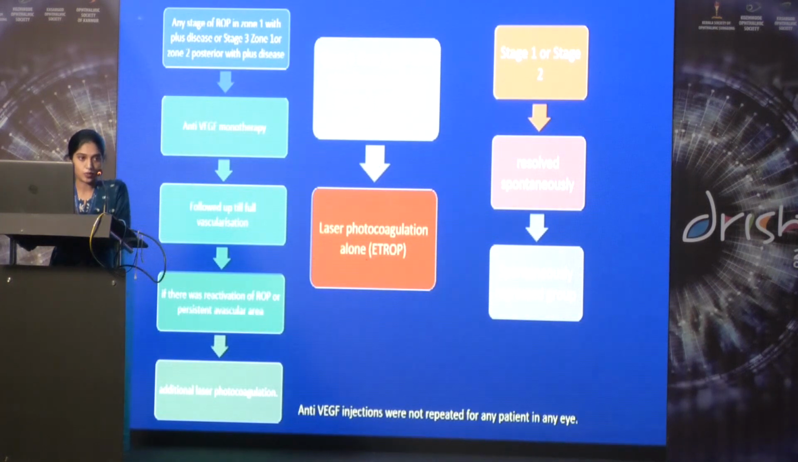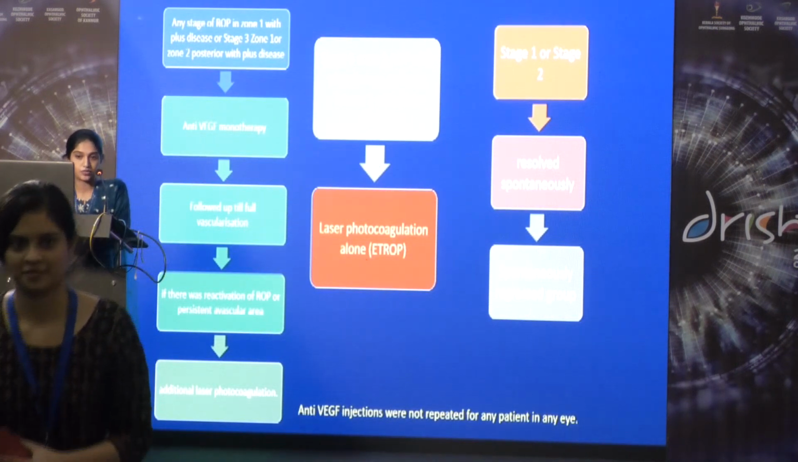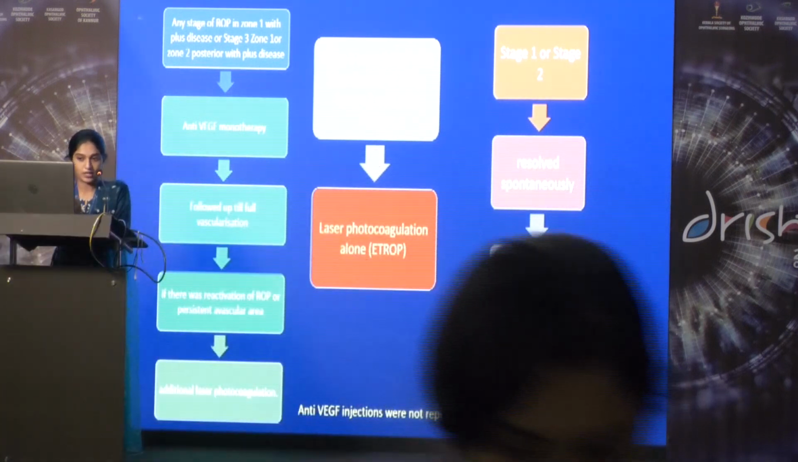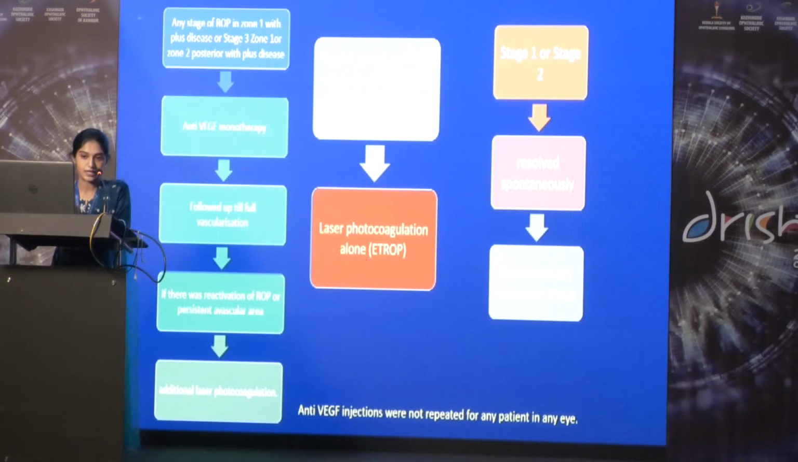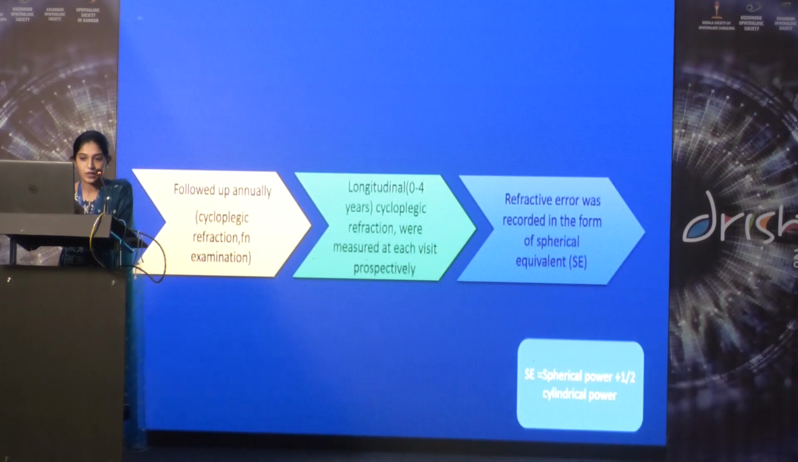So based on the ETROP guidelines as well as the stage and severity of the ROP, we have planned the treatment modalities, and the following treatments were given: anti-VEGF with laser, or laser photocoagulation alone, or no treatment in case of spontaneously regressed stage 1 or stage 2 disease. Anti-VEGF injections were not repeated in any patient in any eye, and these children were followed up annually with cycloplegic refraction and fundus examination.